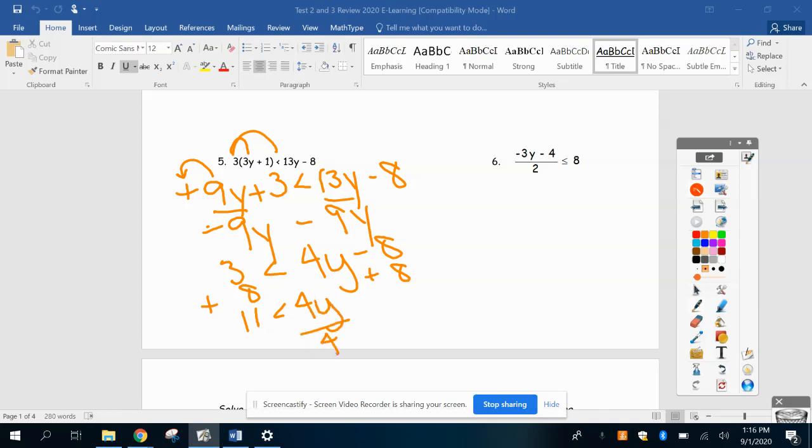Undo multiplication with division. Now, you can choose to turn this into a decimal, a mixed number, whatever. As long as you're reduced, again, I don't care what format it's in. But if we rewrite this with the variable first, that's a reason to flip the sign. So I'm just going to leave this as y is greater than 11 over 4.